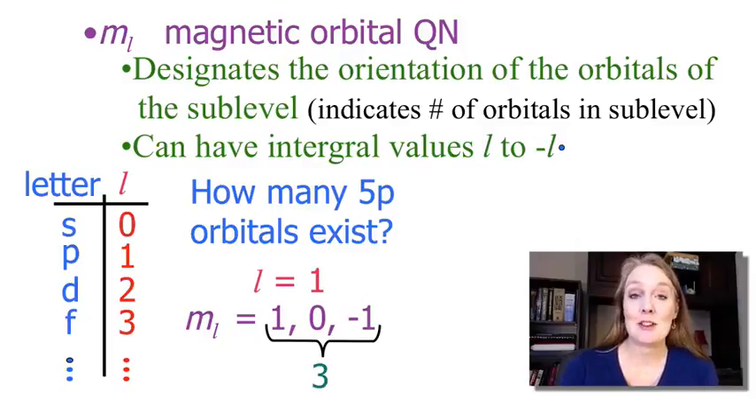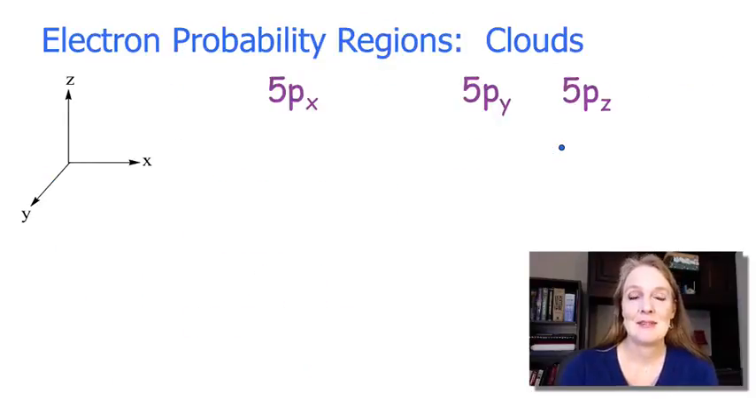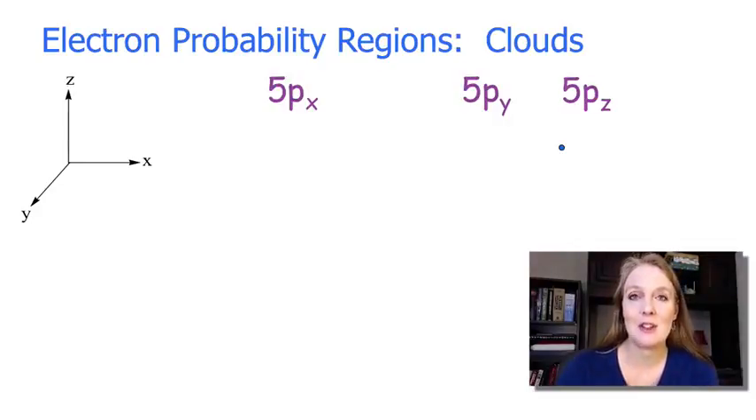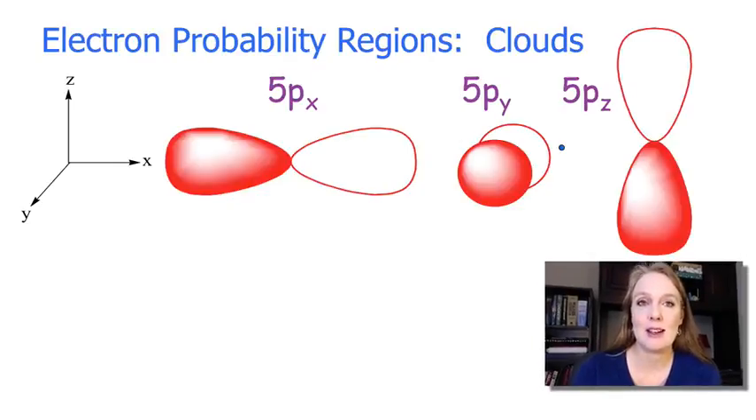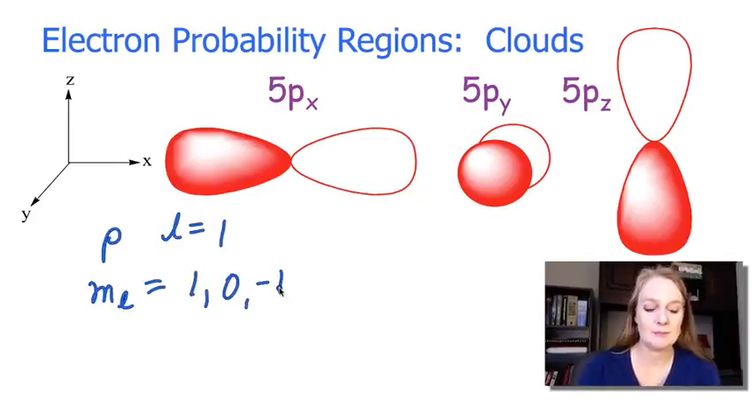So remember, the electron probability regions, the sublevels, are now considered to be clouds. And we know that there are 3 distinct p orbitals at every level. That gives us 3 distinct values for ML. So here's one of the orbitals, here's the second one, and here's a third one. So remember, for the p orbital, L equals 1 and ML equals 1, 0, or minus 1.